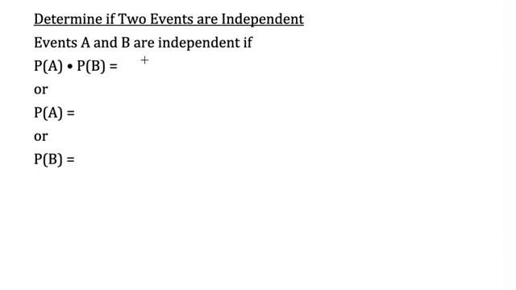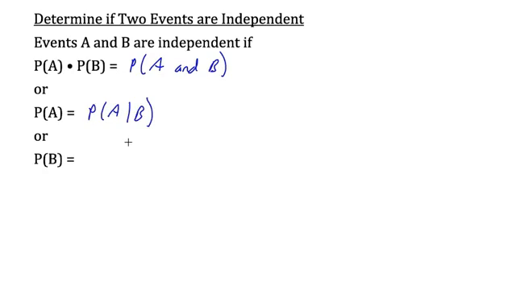All right, sometimes we need to determine if two events are independent, and there are three ways of doing that. We don't need to do all three. We just need to find the first one that's satisfied, and then we can stop. If the probability of A times the probability of B equals the probability of A and B, then we know the events are independent. Another way to tell if two events are independent is if the probability of A equals the probability of A given B.